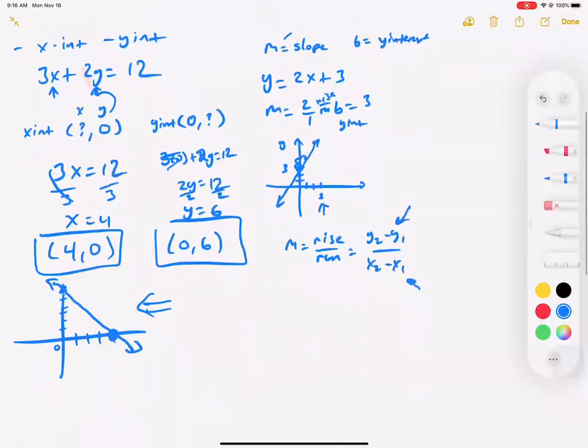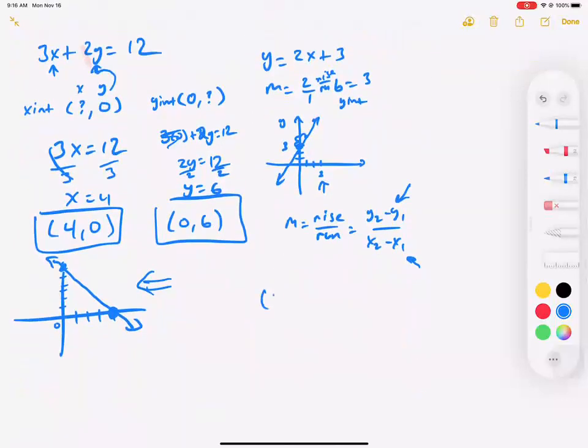Now, when you look at this as points, if I say (1, 5) and (2, 4), okay, what is the rise? Well, is x or y the rise? When I go up and down on the graph, that's our y value. So our rise is our y values, and our run is our x values.